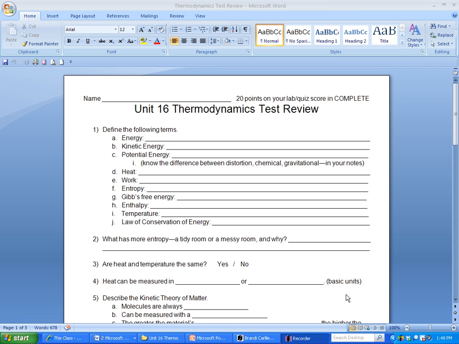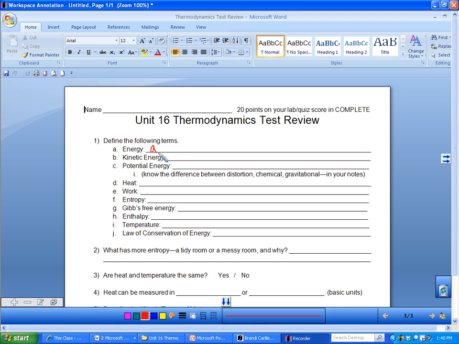Okay, so this should be your thermodynamics test review. First thing is a bunch of definitions, so let's talk about those. We want to talk about the fact that energy is the ability to do work, measured in joules or calories.